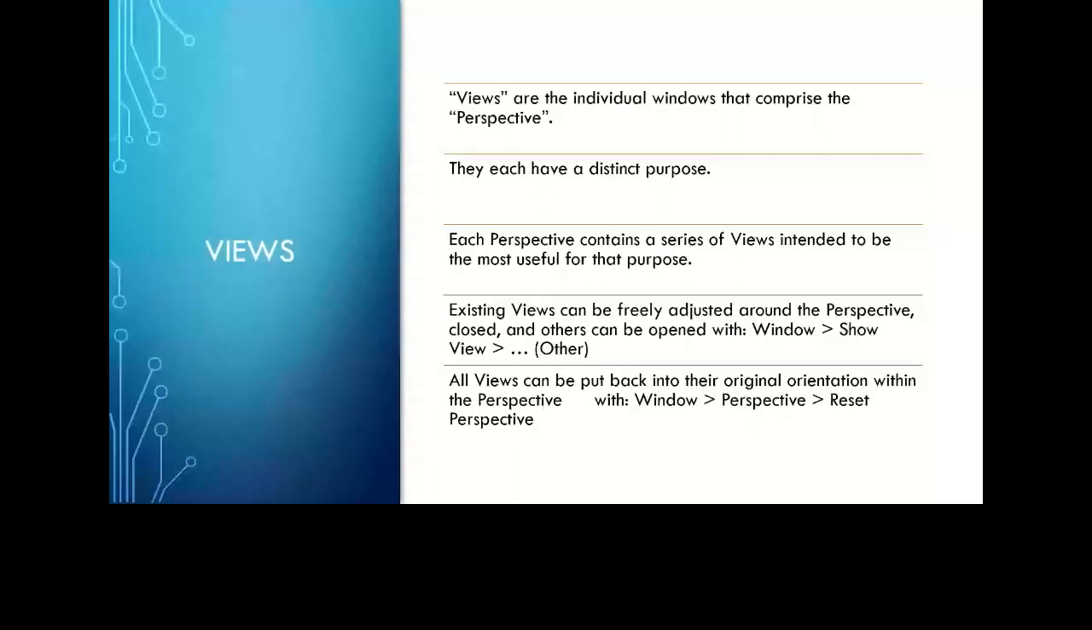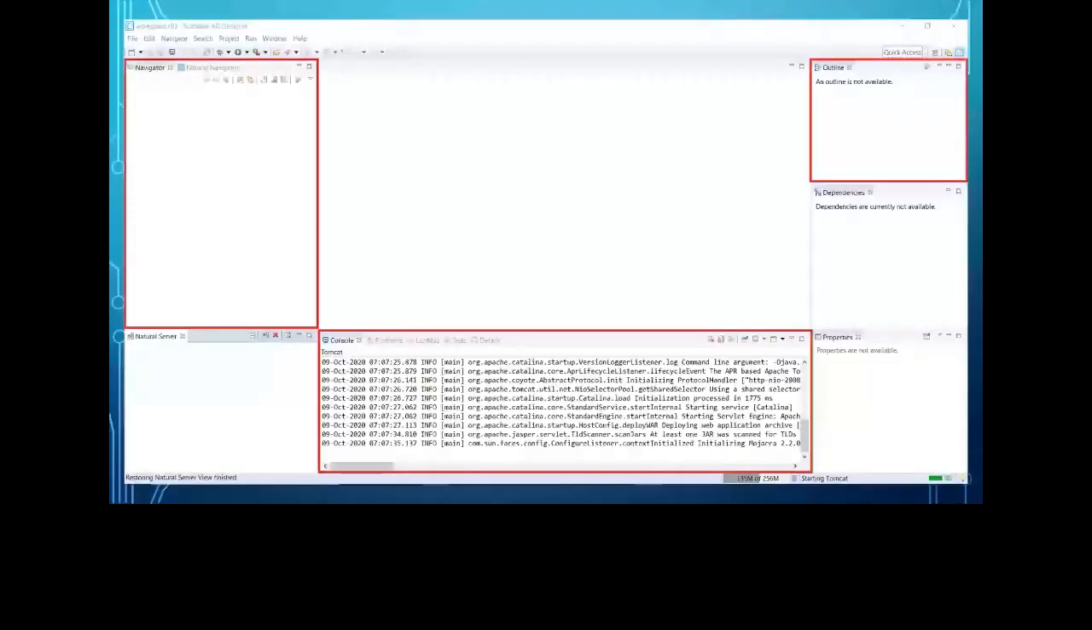If you ever make a mistake and close something, you don't know what it was called, or you just want things to go back to however they originally were, you can reset the perspective by going through the Window command, Perspective, and there's a Reset Perspective option just to change things back to how they originally were.